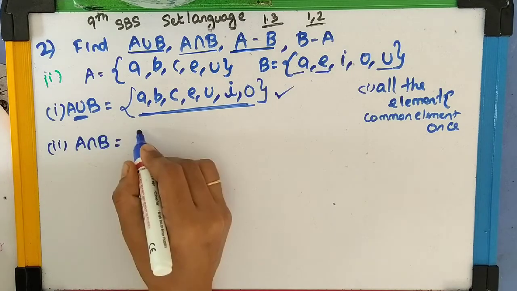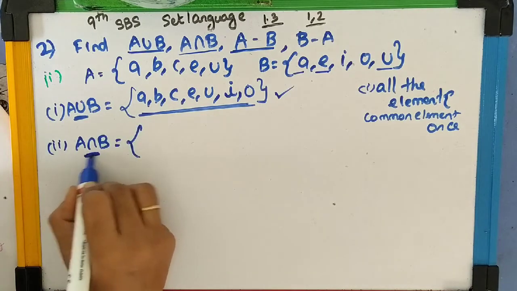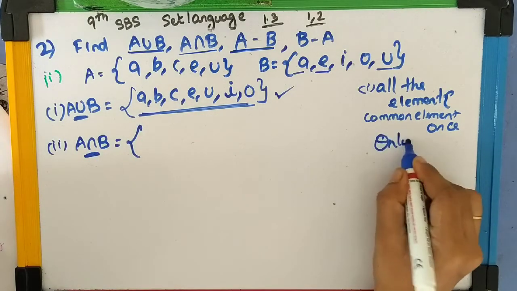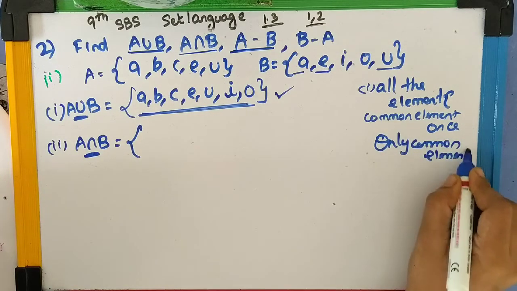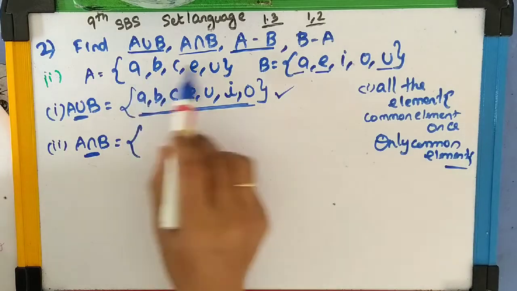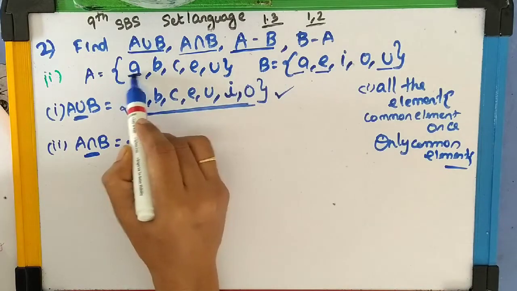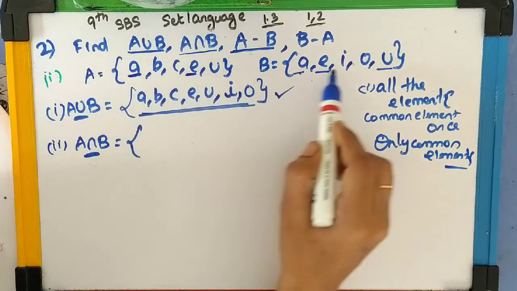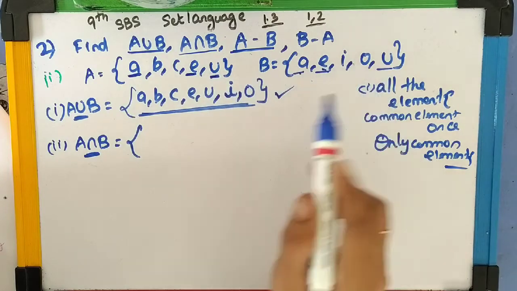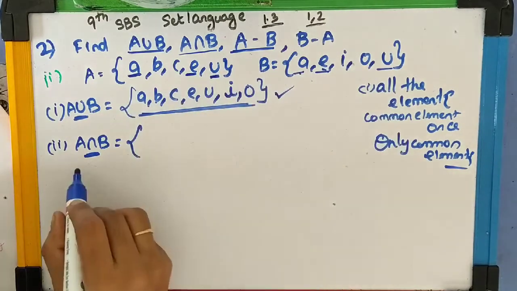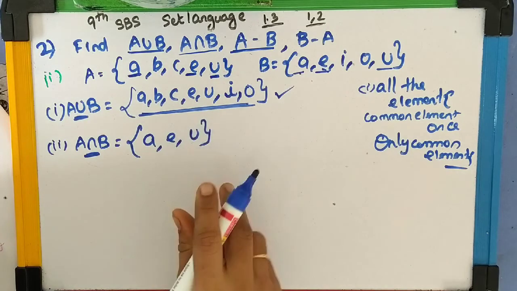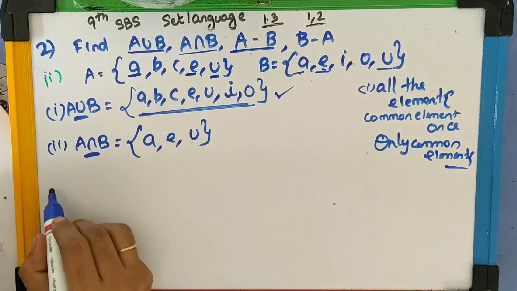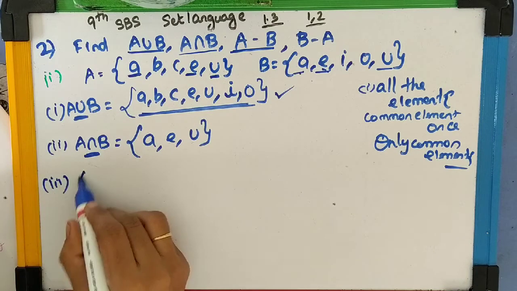Okay. What is A intersection B? What is intersection? Only the common elements. Okay. Here, what are the common elements between A and B? Here, A is common, E is common and U is common. So, what is A intersection B? A, E and U. Okay. So, A intersection B means it's only common elements.